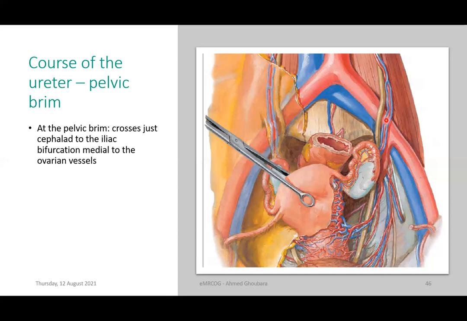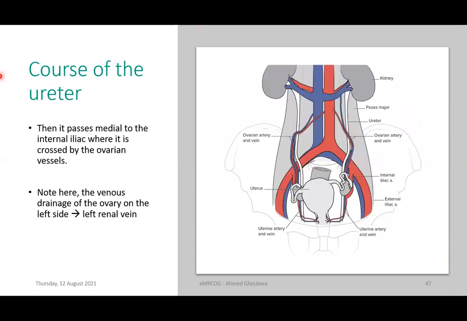If you're dissecting through the posterior abdominal wall and you can see the bifurcation, then from lateral to medial you have the bifurcation, ovarian artery, then the ureter. At the level of the bifurcation, the ureter will be the most medial structure. Don't forget about it. At the level of the bifurcation of the internal and external iliac, the ureter lies most medial. Very important.